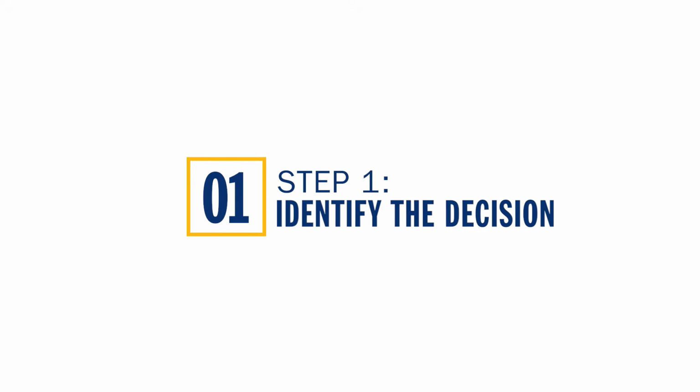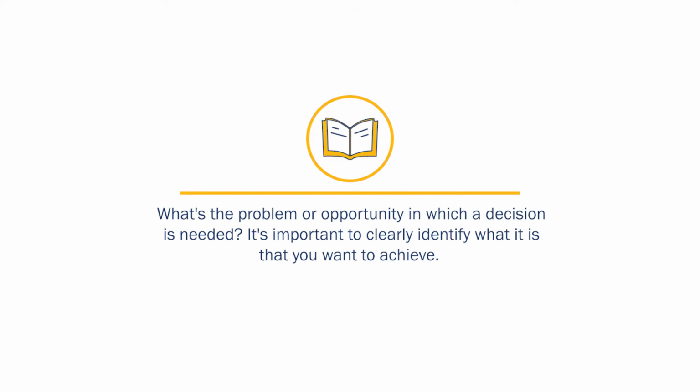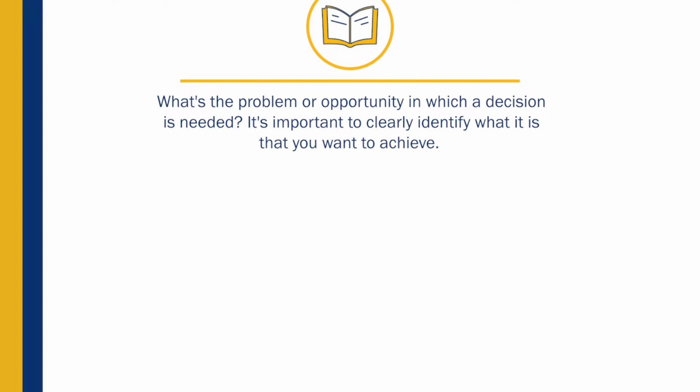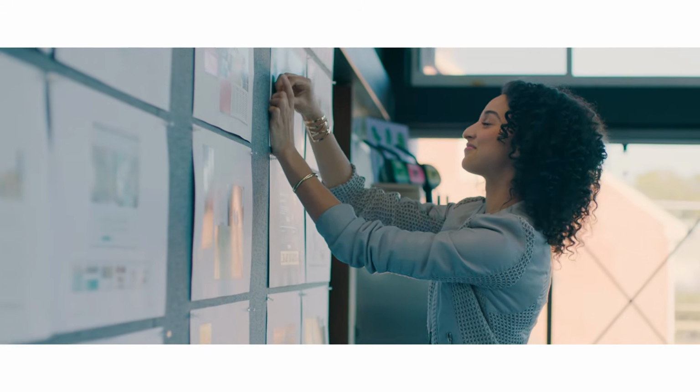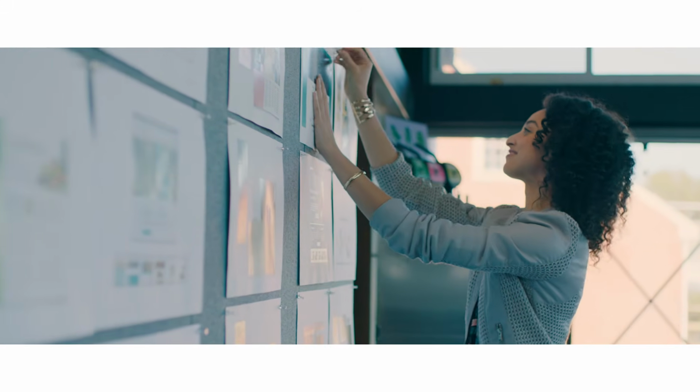Step 1. Identify the decision. What's the problem or opportunity in which a decision is needed? It's important to clearly identify what it is that you want to achieve. Identifying the decision to be made is an essential step that paves the way for the next steps.